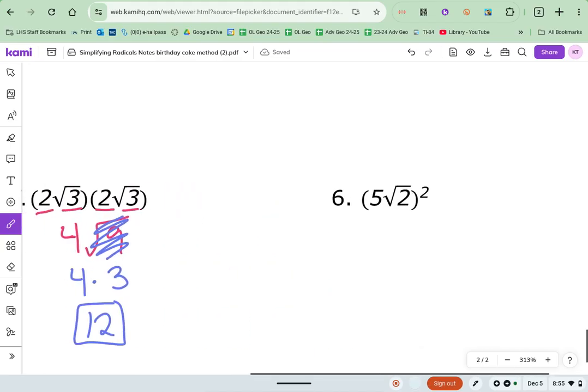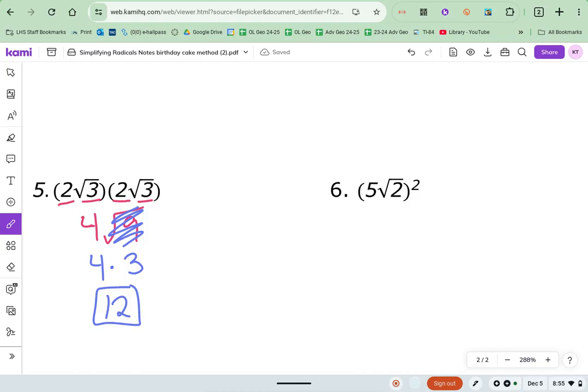And last but not least, we have 5 root 2 all squared. So remember, when we square something, we're just multiplying it by itself. So this is 5 root 2 times 5 root 2, because squared means multiply it by itself. Pause the video. You guys try this one. Unpause it when you're ready to check.